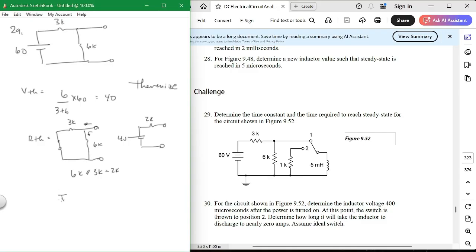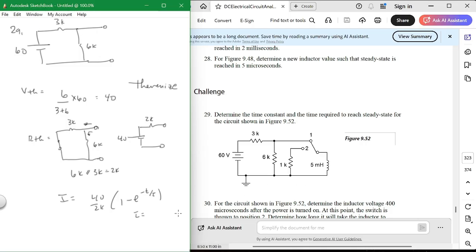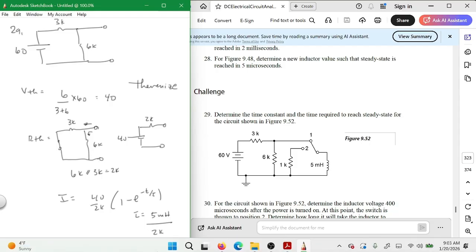So I is equal to 40 divided by 2K times 1 minus e to the minus t over tau, where tau is equal to L, 5 millihenries, over R, or 2K. Everybody see that?